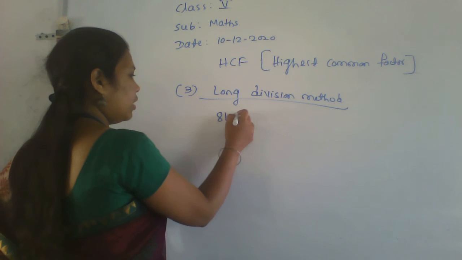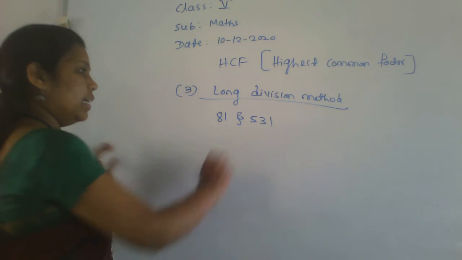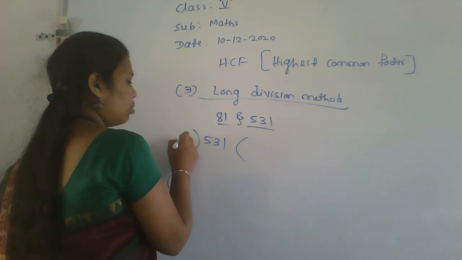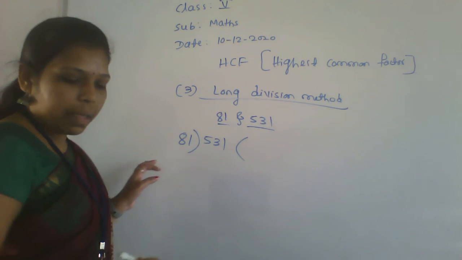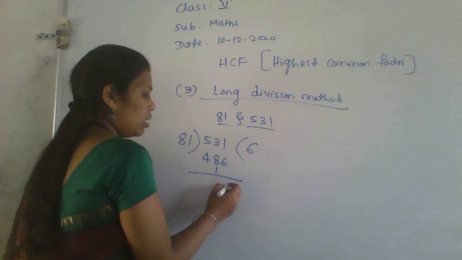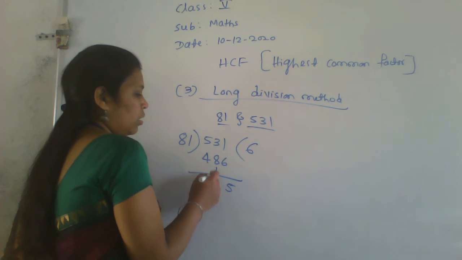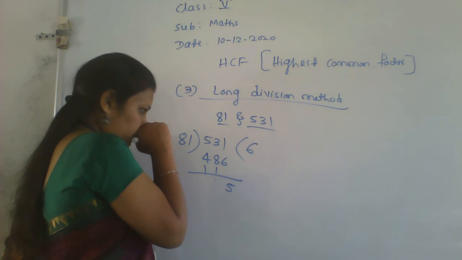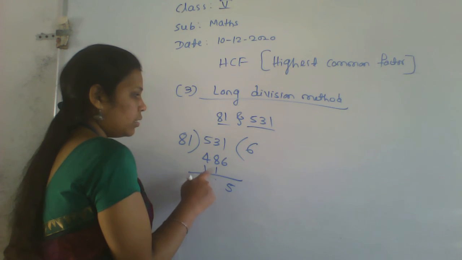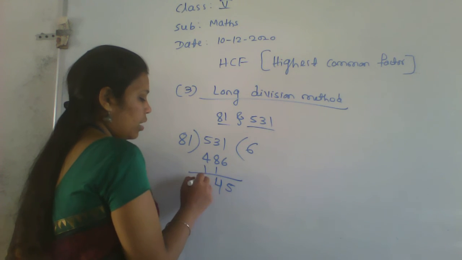HCF of 81 and 531. Okay, which number is greater here? This one. Divide that number by this. This is the long division method. You have to divide. 81 6s are 486. Which number is left here? 531 minus 486, that is 45.